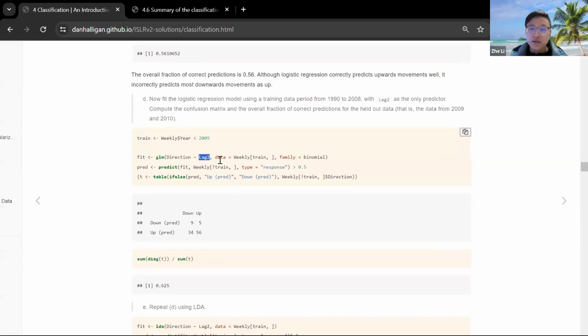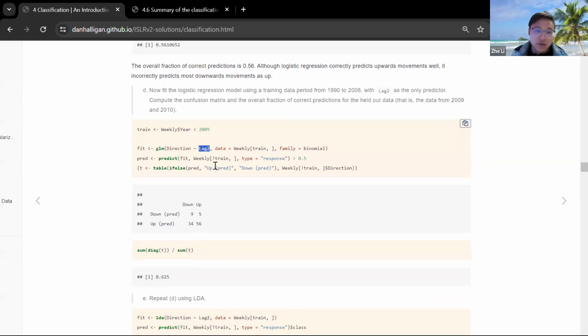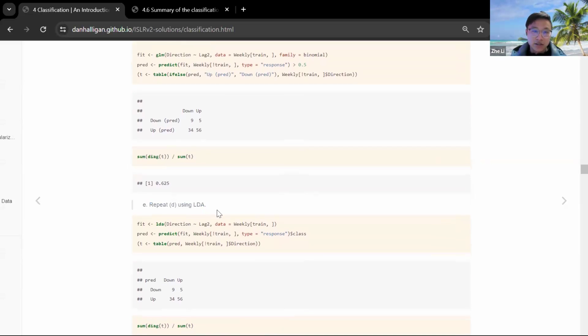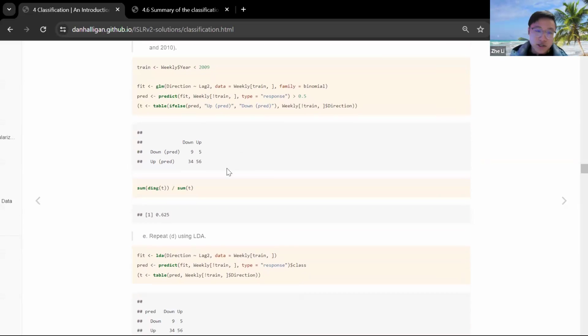And then we refine our model to just use the predictor that is significant, lag2, and we can see that the overall accuracy increased a little bit. And this is the case of the logistic regression.